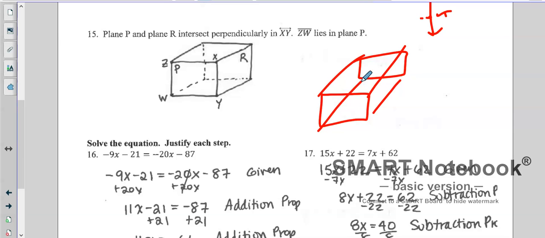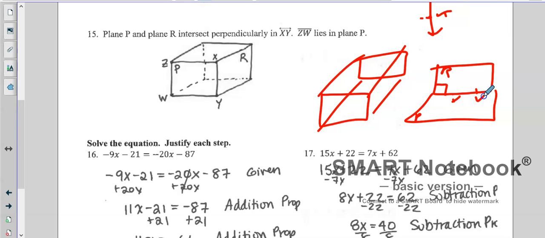All right? And then you can label them, but it says plane P and plane R intersect perpendicularly. Well, again, much easier than that. Let's just draw our laptop. Okay? And to show that these intersect perpendicularly, we just put the right angle symbol. And that tells you that your laptop is open at a right angle, 90 degrees. And then we just got to label it. So, here's P, here's R, and then we have to have X, Y. So this is the X to Y where they intersect.